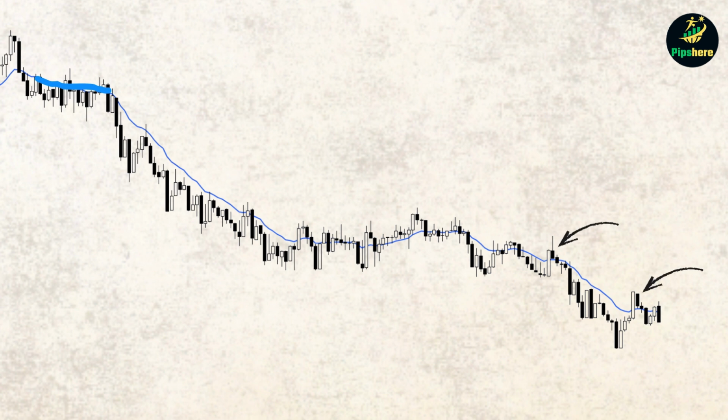Now compare these two pullbacks. They are well aligned and respect the same area around the 14 EMA. So, should we take the trade? The answer is no, because we're still missing one important confirmation, a strong rejection candle.